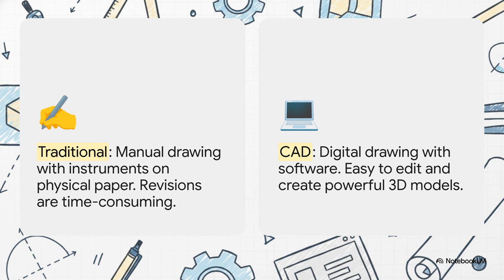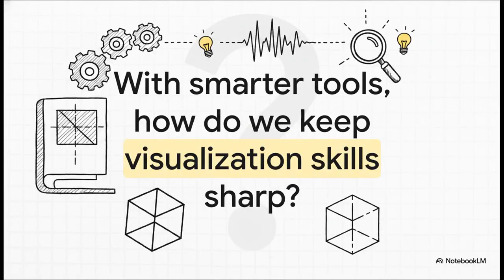But the biggest leap isn't just about speed or being able to edit things easily. It's the shift from thinking in flat 2D views to being able to create and play with powerful, intuitive 3D models right there on the screen. And this brings us to a really fascinating question to think about. We started this whole journey with visualization, that core mental skill. But today, CAD software can render a perfect 3D model for us with just a single click. So as our tools get smarter and smarter and they do more of the visualizing for us, how do we, the creators, make sure we keep that fundamental human skill sharp?